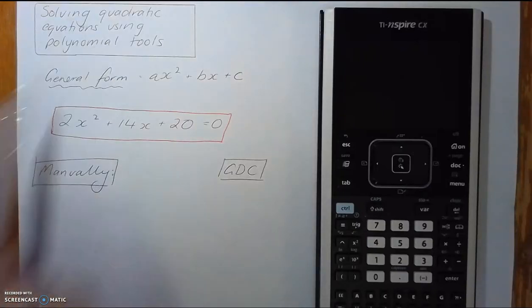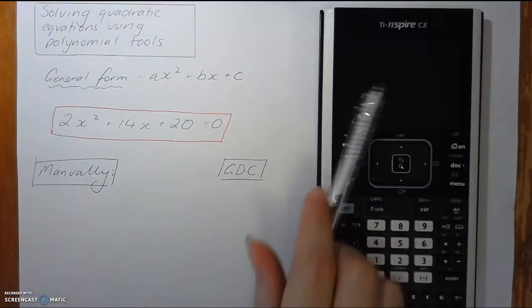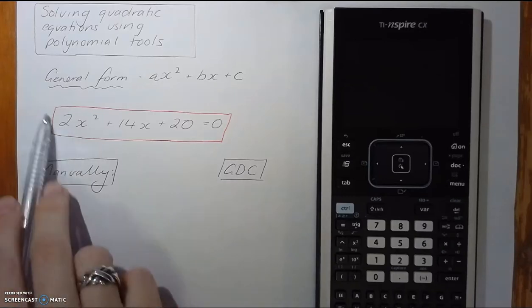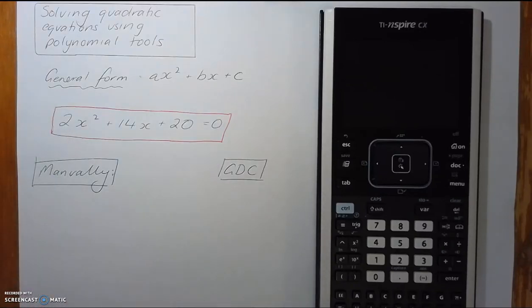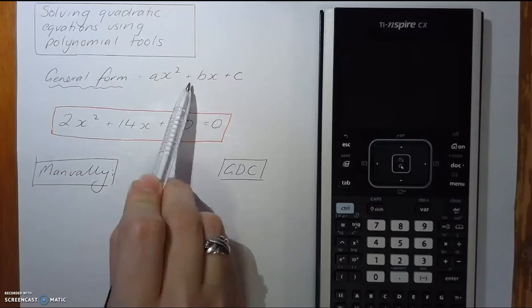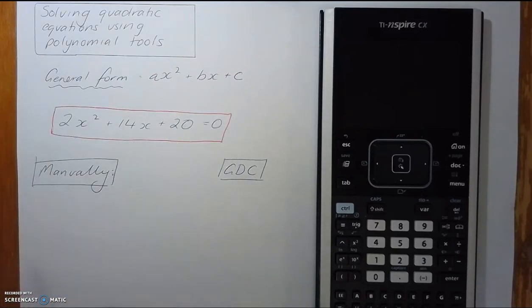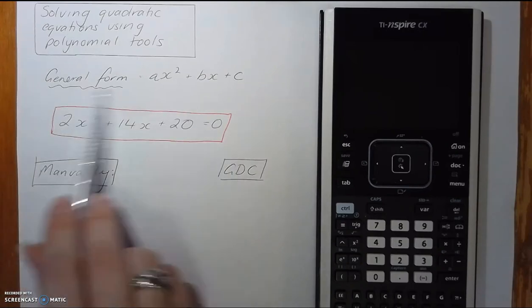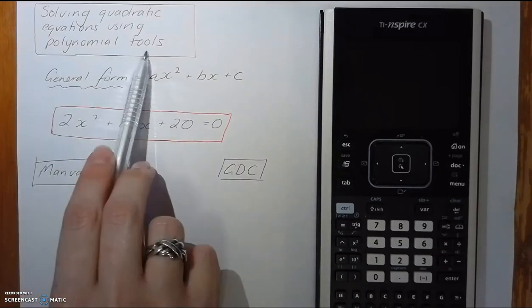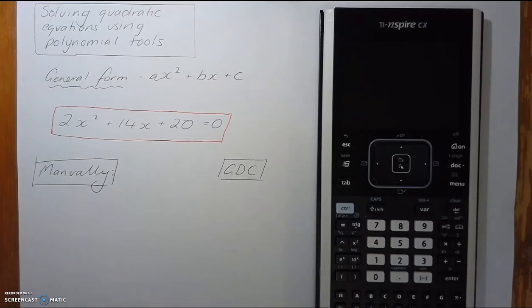In this lesson, we're going to solve a quadratic equation using the polynomial tools on our graphics calculator. All right, here is a quadratic equation. It is in general form, which means we've got a, b, and c in front of our x squared, x, and numerical terms. That's the really important part here: for us to use polynomial tools, it needs to be in general form.